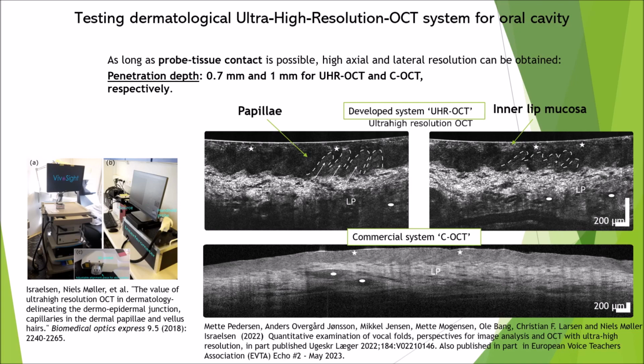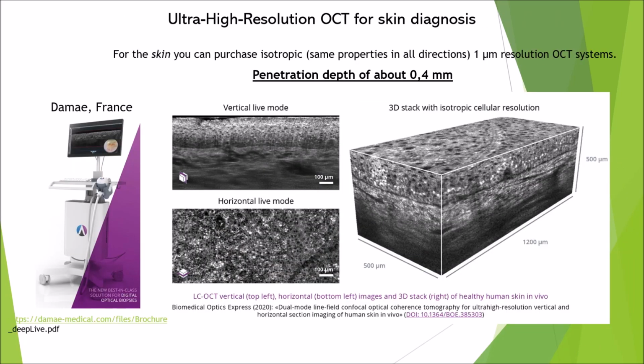For the developed system ultra-high resolution OCT, the penetration depth is 0.0 mm, and for the commercial system COCT, it is 1 mm. For the skin, you can purchase isotropic 1 micrometer resolution OCT systems. Isotropic means that there is the same properties in all directions. The penetration depth is about 0.4 mm in these images.